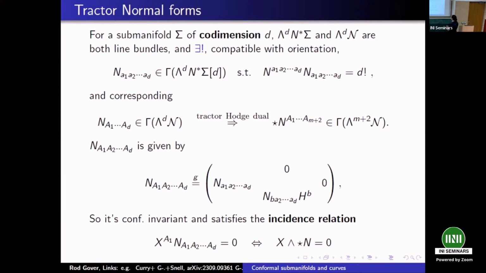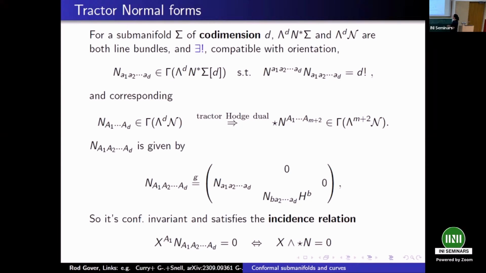Okay, now, these have canonical objects. So there's a unique, compatible with orientation, normal D form. This is a section of the top exterior power of the conormal bundle, but with weight D. And the weight D means that when you contract it with itself like this, you get something of weight 0. So you can normalize it so that this length is D factorial. It's just a way of normalizing it. So this is uniquely determined by the submanifold.